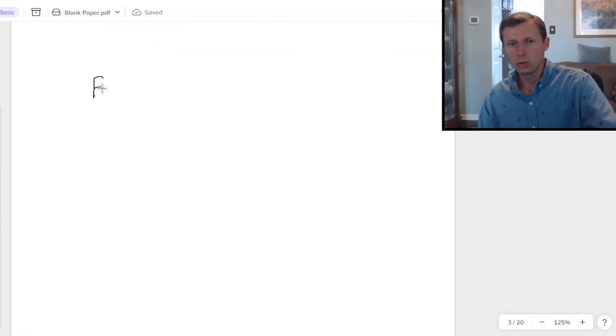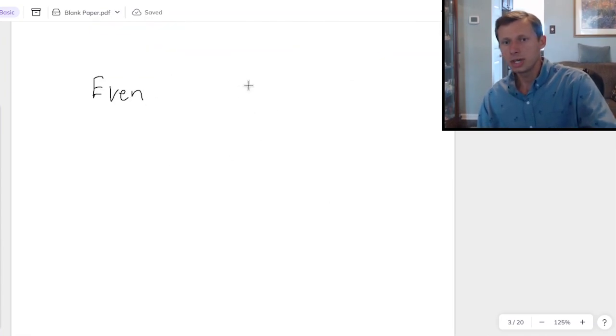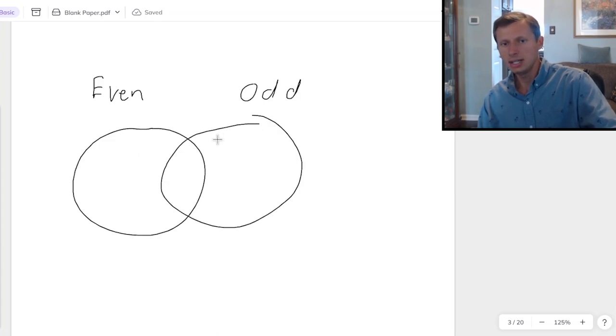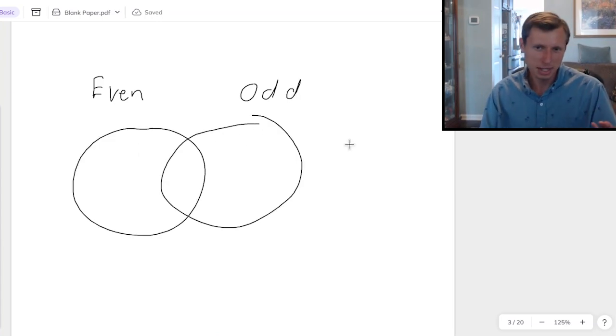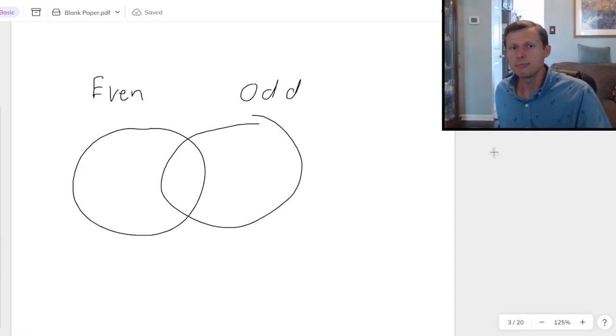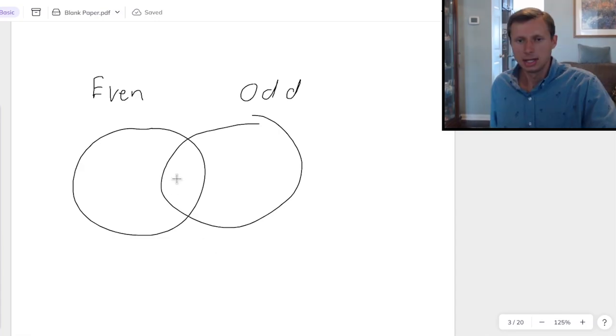Now, one final question for you. Can you think of a function that's both even and odd? Go ahead, take a minute. I want you to think about this. There's only one function which is both even and odd, and that is the function y equals 0.